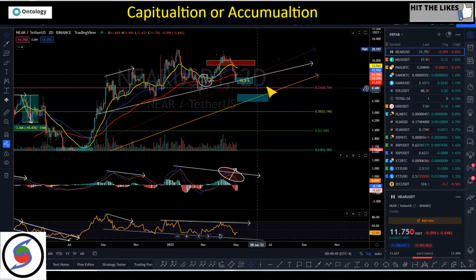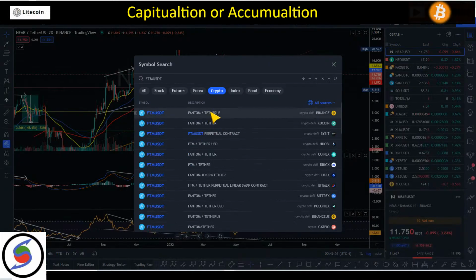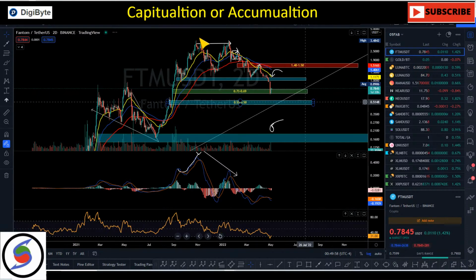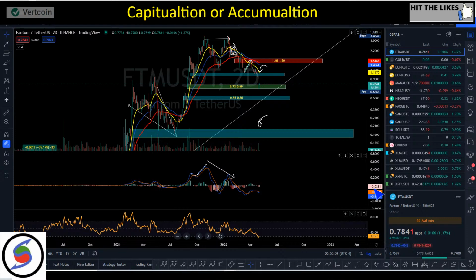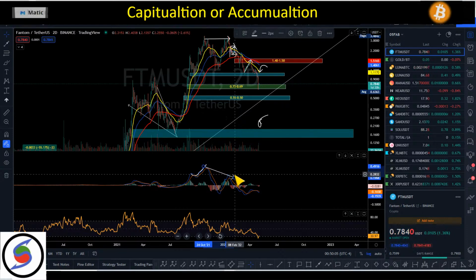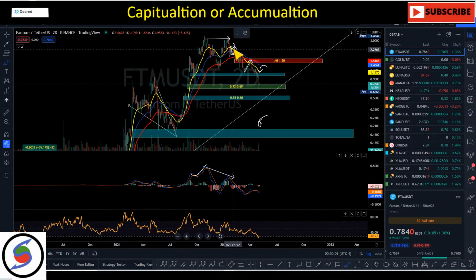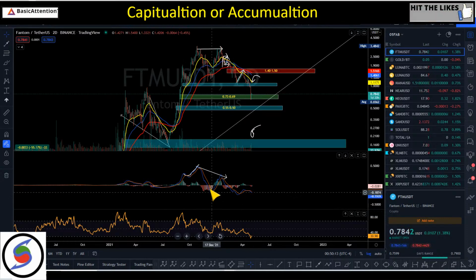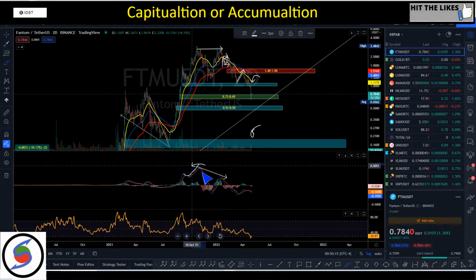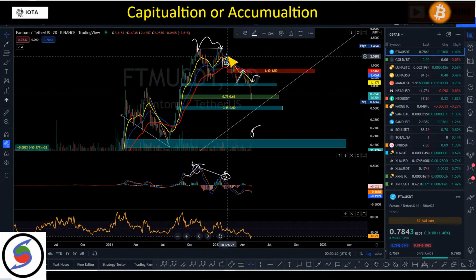Okay, so next one is going to be FTM. We got a beautiful setup on FTM, guys, similarly, just like NEAR. When did we start talking about FTM? Back in the first week of February, guys. We called for the divergence right here on the 3D double top, with price action below the 3D 21.